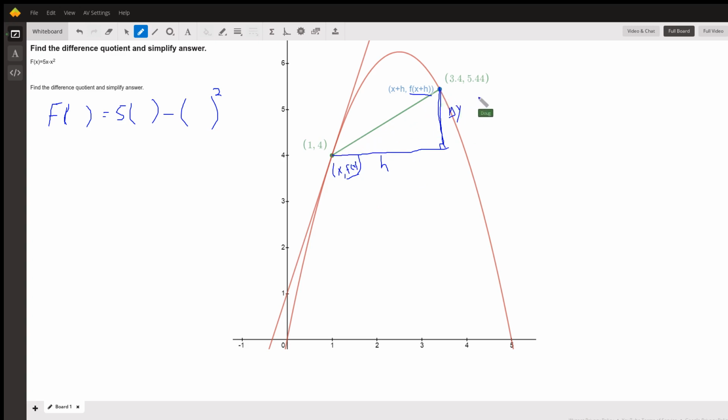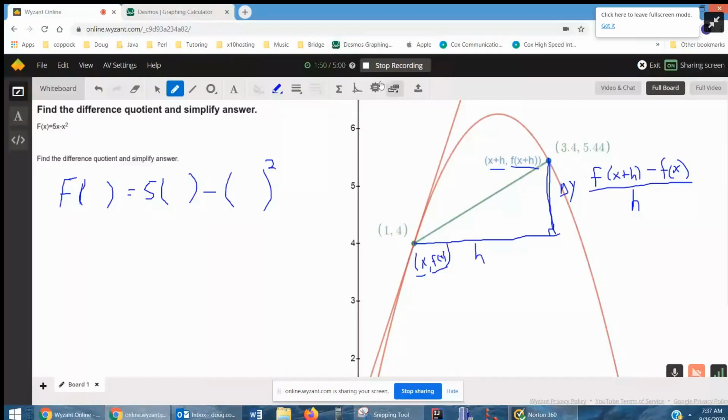So what we mean by a difference quotient is the y-coordinate of the second point take away the y-coordinate of the first point. That's the change in y, this distance right here, divided by the change in x, which would be x plus h minus x, which is just h. And what happens as h gets smaller and smaller? Well, let me share my screen and show you what happens as h gets smaller and smaller.